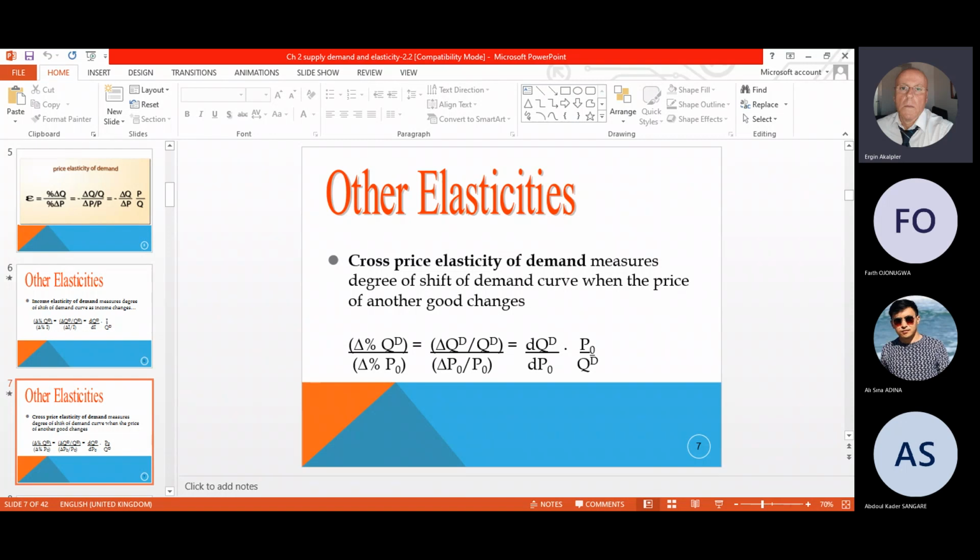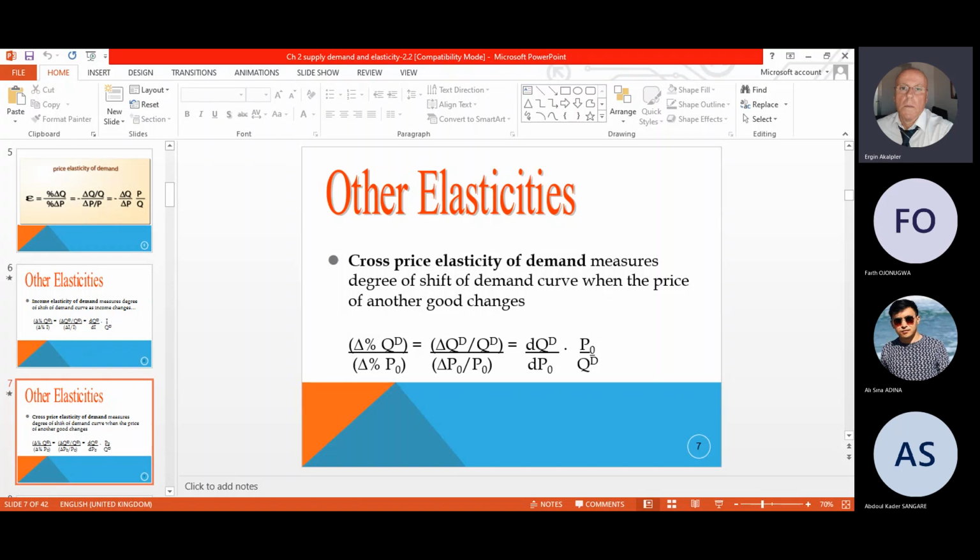When you are buying, let's say, Cadbury, and the price of the Cadbury is increased, then the question is whether you will give up some Cadbury chocolate consumption and buy some Milo chocolate instead. Chocolate is very popular in the African countries. So how a change in the price of something affects the consumption of other goods.